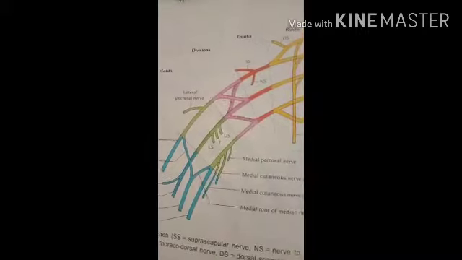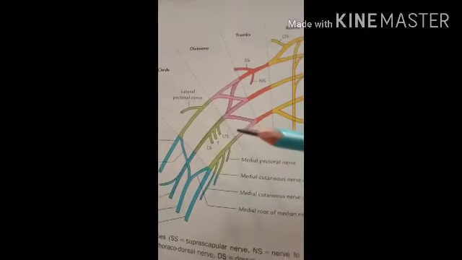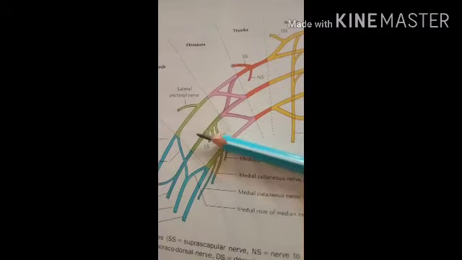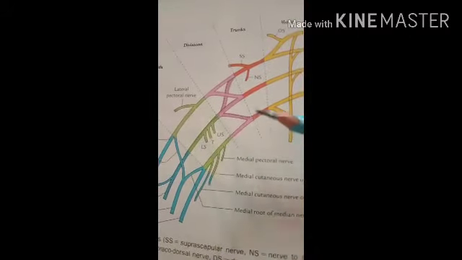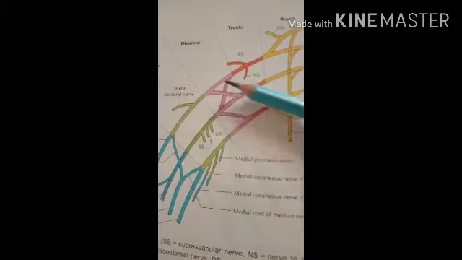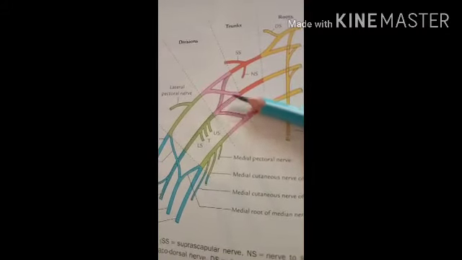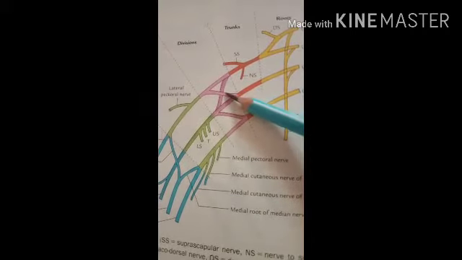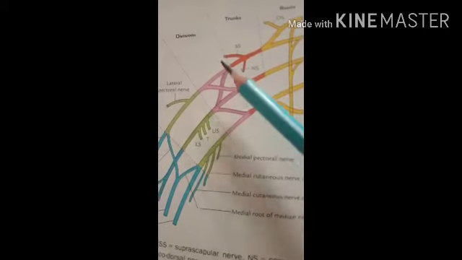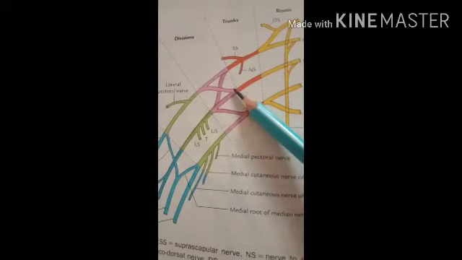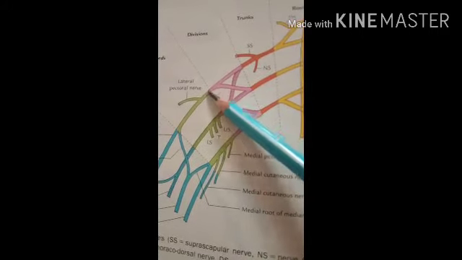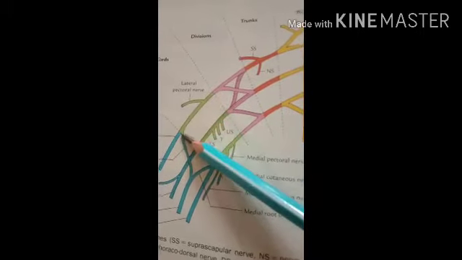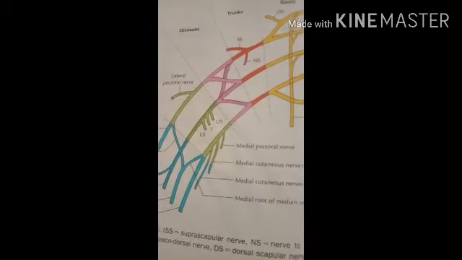So the cords form 3 cords. First is the lateral cord. The lateral cord is formed by the ventral divisions of the upper and middle trunks. The plain parts are the ventral divisions, so the ventral divisions of the upper and middle trunks form the lateral cord, shown here in green.